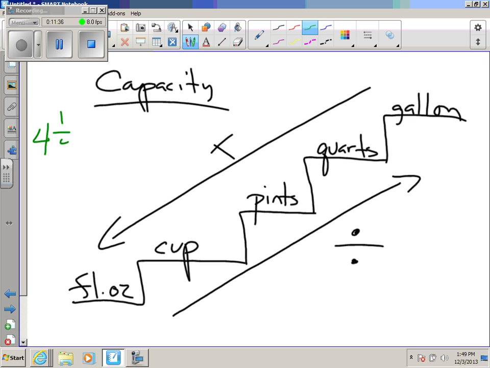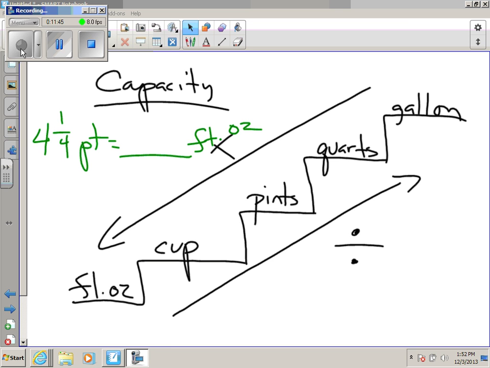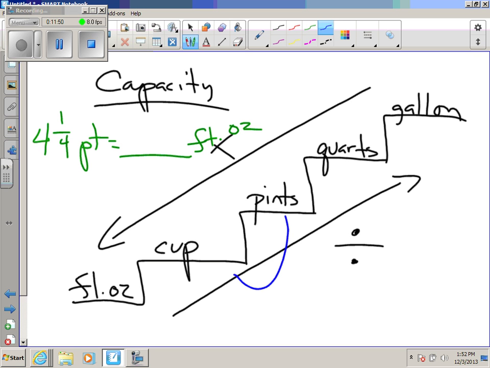Four and 1/4 pint is equal to how many fluid ounces? Give it a shot. If I'm going to go from pints to fluid ounces, let's go pints to cups, then the cups to fluid ounces. Go 2 steps, right? As I go down, I'll be multiplying. So 4 and 1/4 times how many cups are in a pint? 2. So let's multiply that by 2.